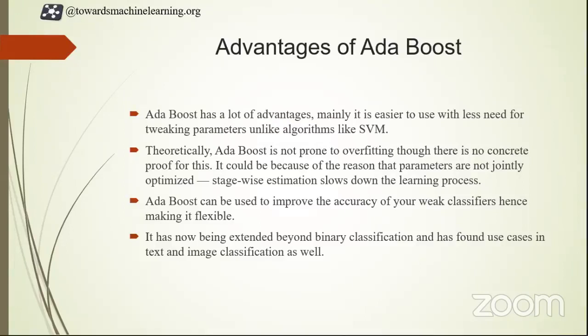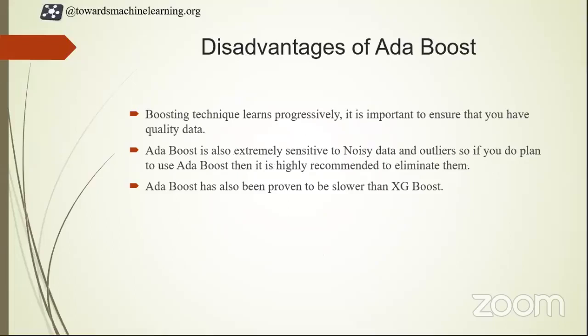Initially when AdaBoost was invented, it was only used for binary classification, but at this stage AdaBoost has its use cases in text and image classification as well. I have one example for image classification also in the practical applications for AdaBoost. Now let us see what the disadvantages of AdaBoost are. As you know, this boosting technique learns progressively.